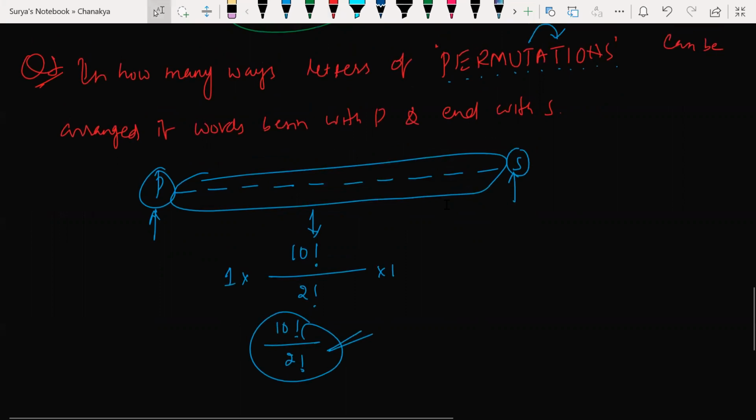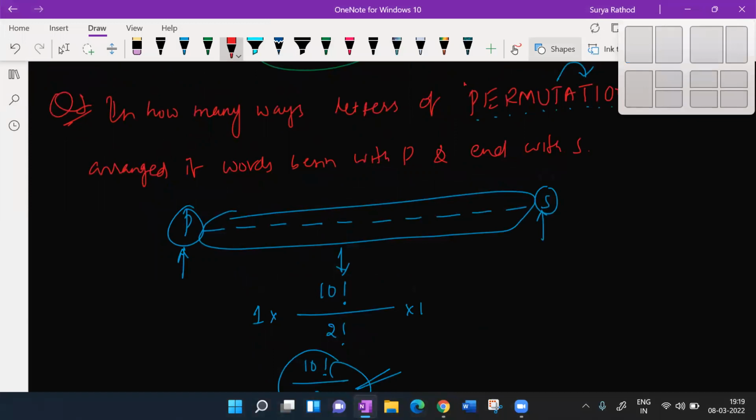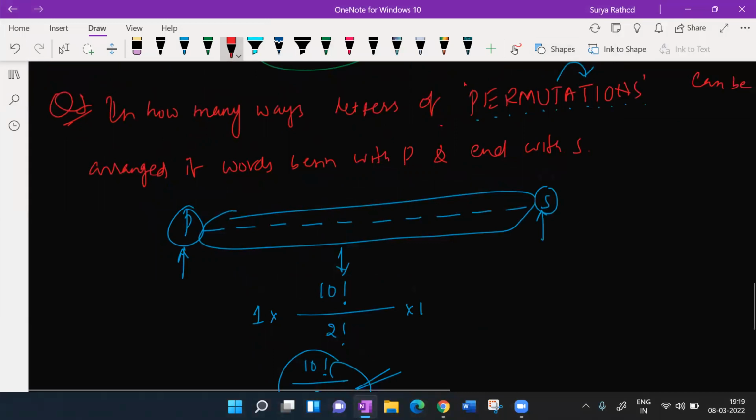Here, in how many different ways can the letters of permutations be arranged if the word begins with P and ends with S? Clear? Any doubts? Guys, any doubts? If you have any doubts, just ask me the question. Don't feel shy to ask the question, no matter what. Even if it is the easiest, even if it's a silly doubt, you can ask me. Don't feel scared to ask it. Okay, please kindly ask the doubts.